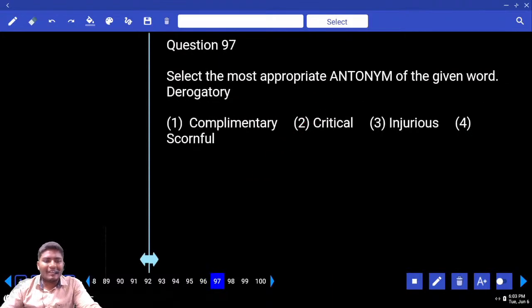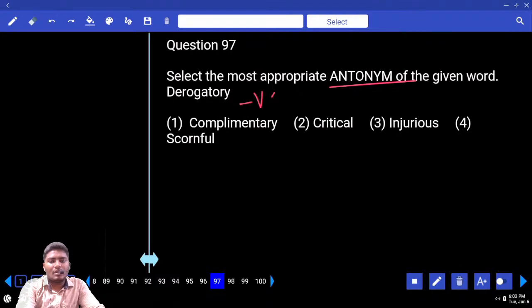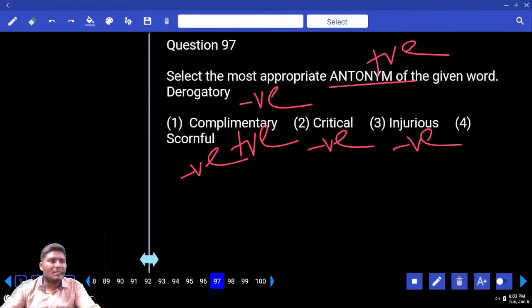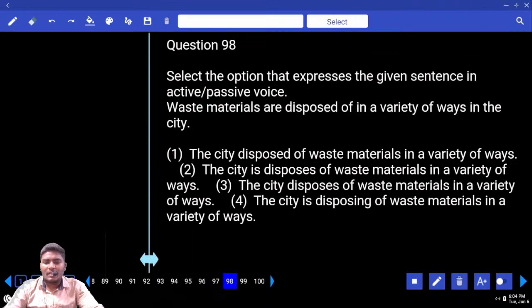Next, move to 97. Derogatory. Have you heard derogatory comments? The member of parliament made some derogatory comments. Derogatory comments, are they good comments or bad comments? Bad comments. Derogatory is not a good language, bad language. Antonym is given, this is a negative word. Antonym must be positive. Look at the first one. Complimentary, positive. Critical, negative. Injurious, negative. Scornful, negative. What must be your answer? First one. Complimentary is nothing but in an appreciating way.